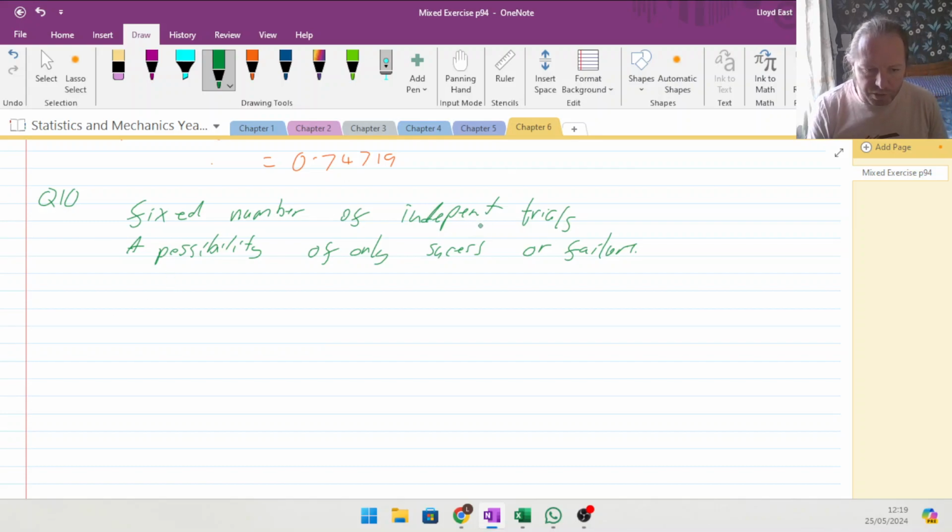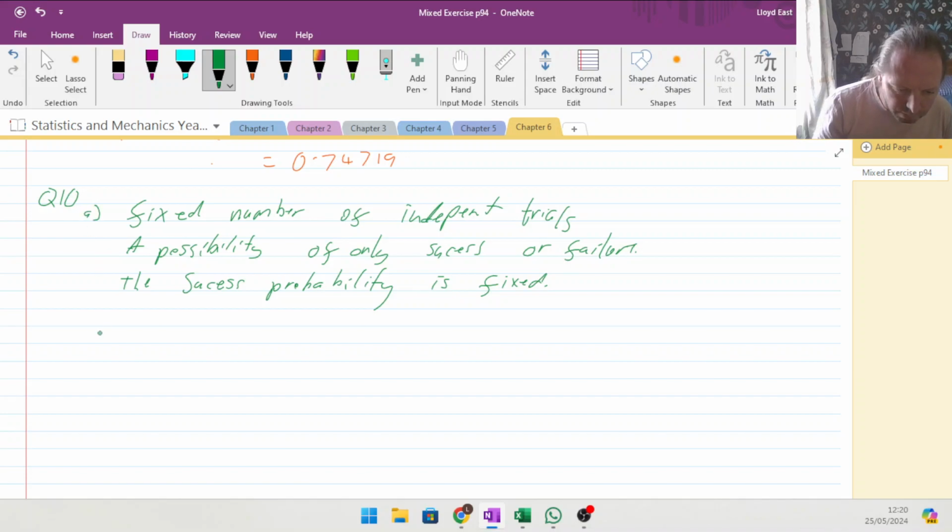We've said that they're independent trials. We've said that they're a fixed number. The success probability is fixed or constant. Okay. That's about it. All right. So they've just got to be independent, a fixed number of trials. Okay. Success, failure. Done. Okay. B.